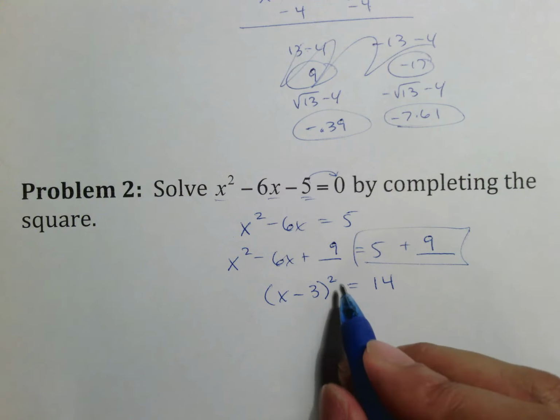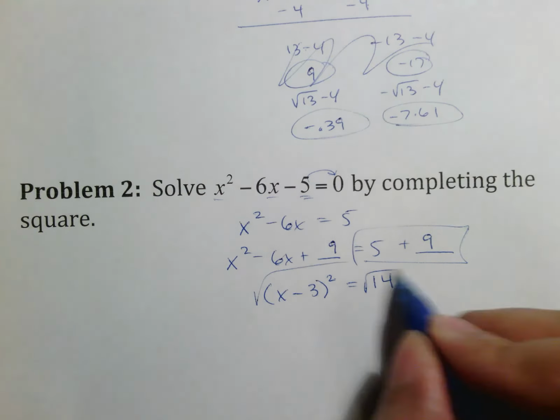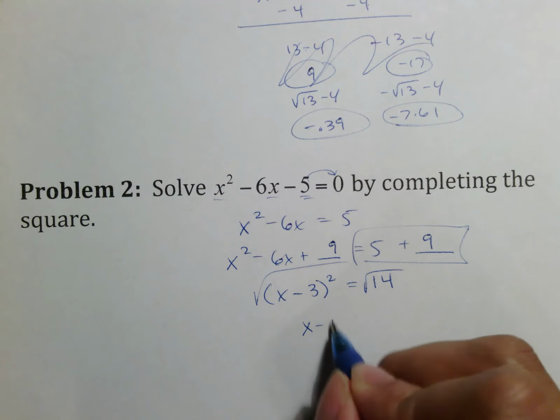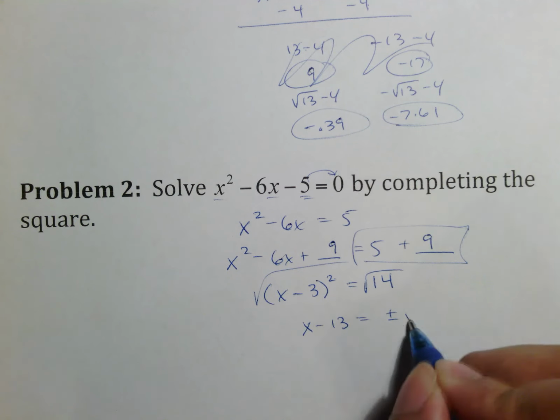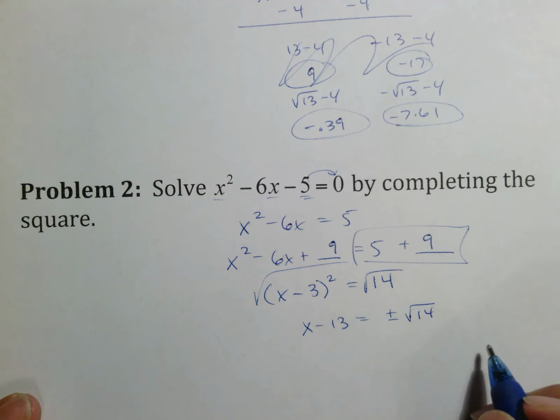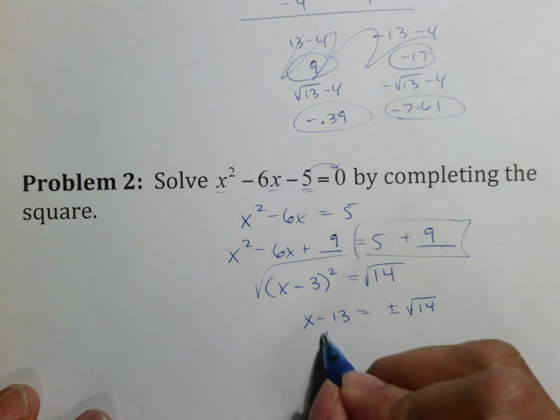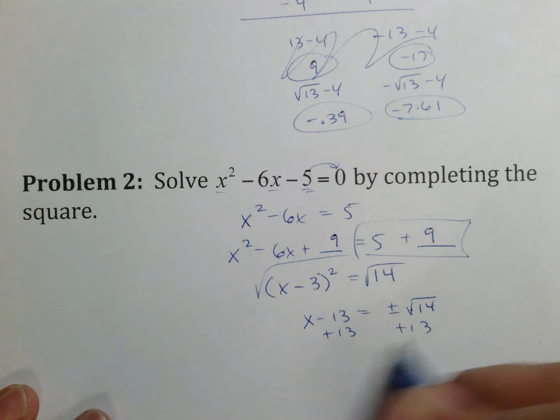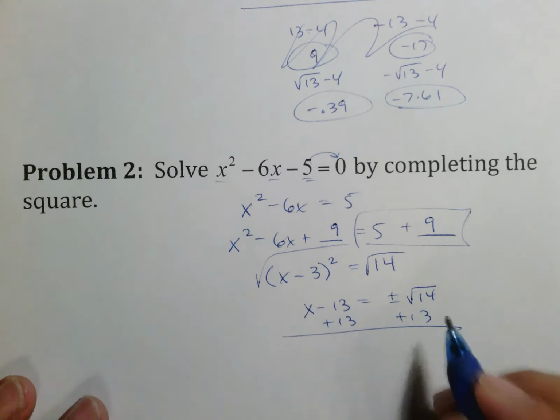Remember, the first thing we're going to get rid of is outside the parentheses, so we square root both sides. We get x minus 3 equals plus or minus square root of 14. And then the last thing we do is add 3 to both sides, which gives us our answer. We just need to make sure we do it the right way.